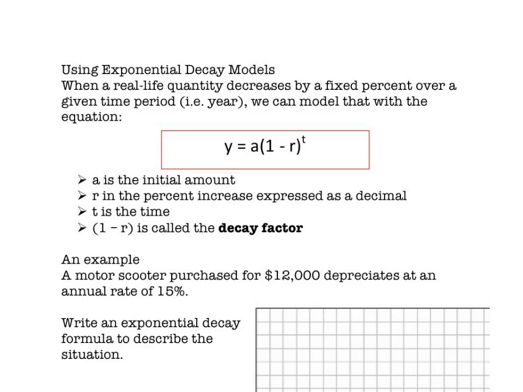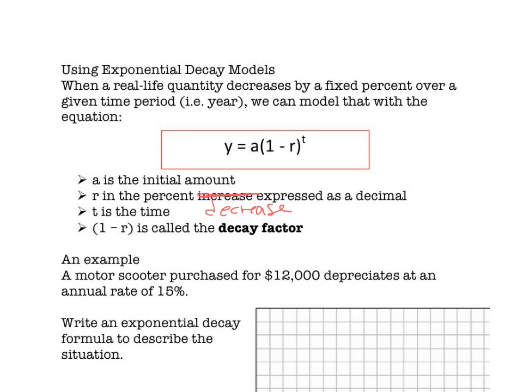And so the formula that we're using is y, or our adjusted amount, is equal to a, the initial amount, times 1 minus r. Remember, r is that percent decrease now, expressed as a decimal. Do not forget to change it to a decimal. And then t is the time. And then 1 minus r, that quantity in parentheses, we call that the decay factor. And then the r itself is the percent decrease.